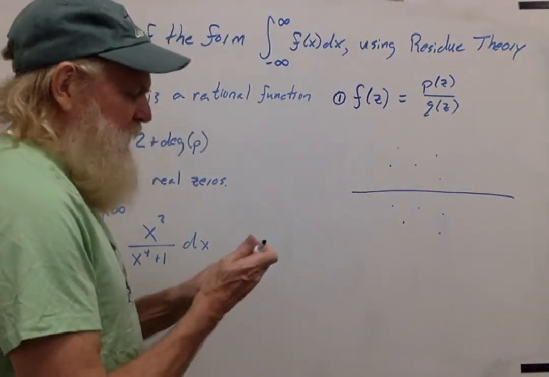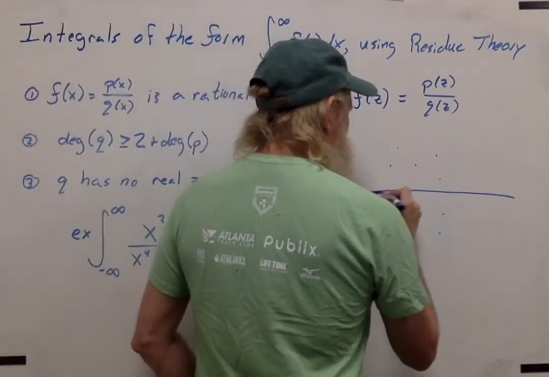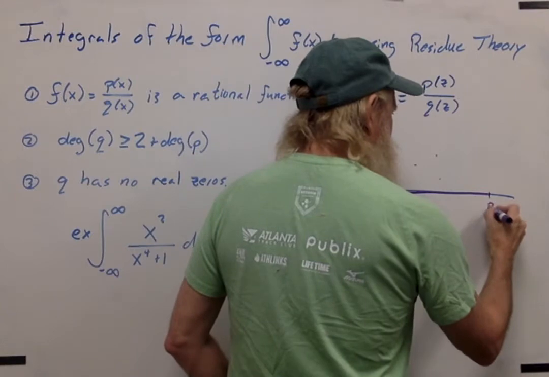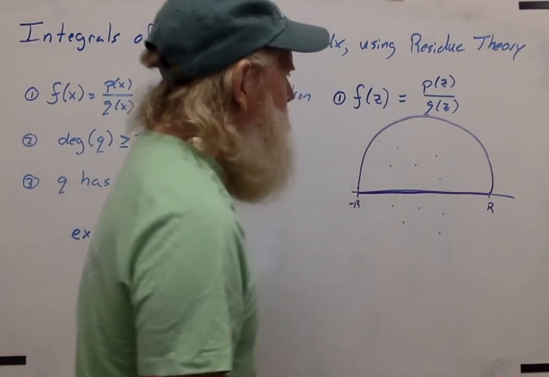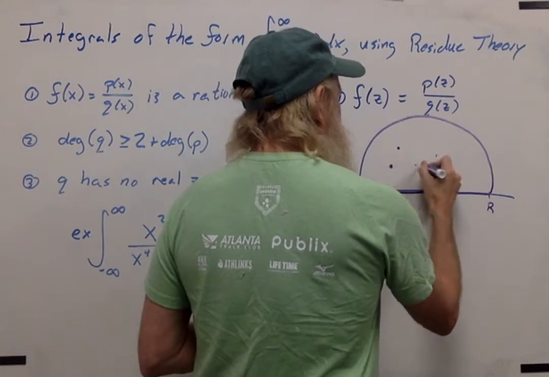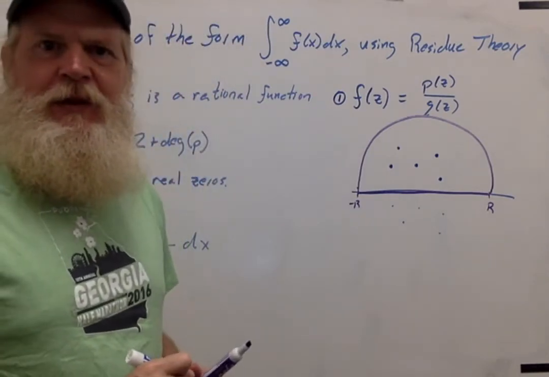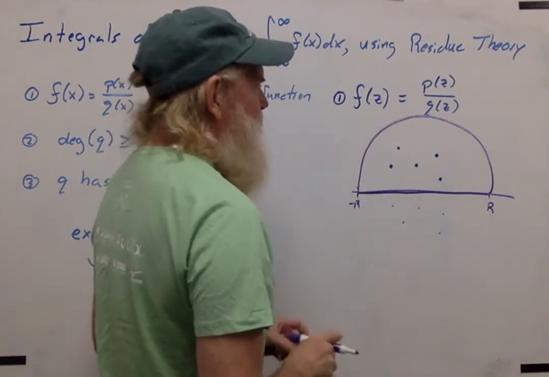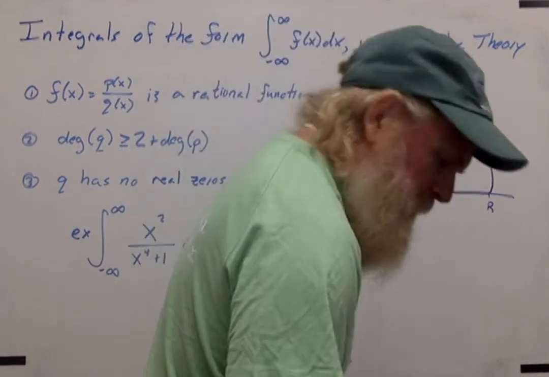So to use residue theory, I'm going to set up a curve C, which is going to have one edge along the x-axis, going between numbers negative r and positive r, and then along a semicircle, and I'm going to choose r big enough so that all of the poles that are in the upper half plane lie inside that curve. So I'm going to choose r big enough so that all the poles of f in the upper half plane lie inside the curve. And we're actually going to ignore any poles in the lower half plane.